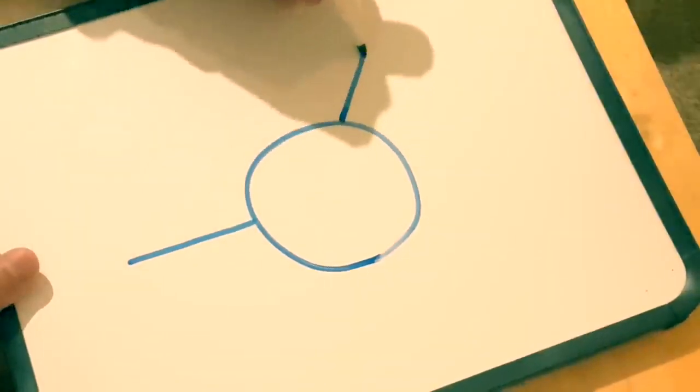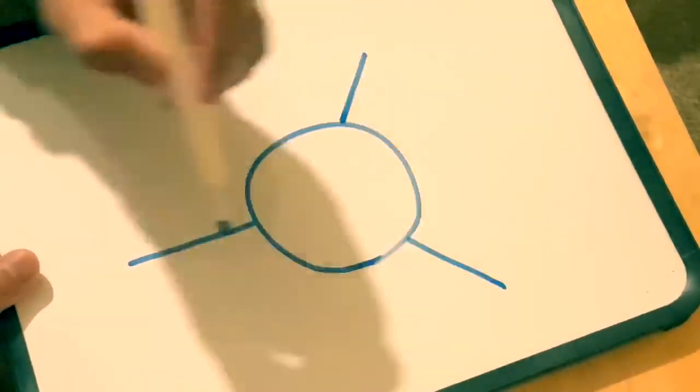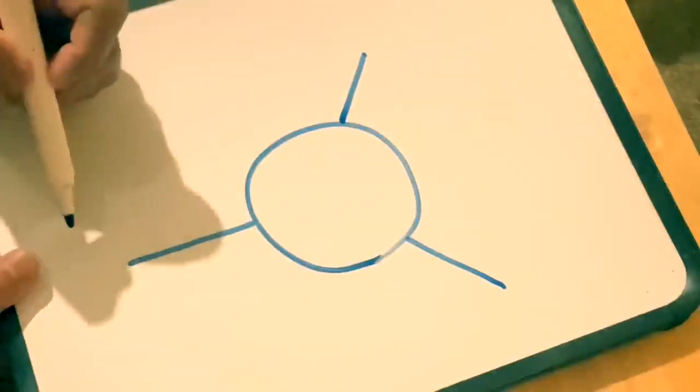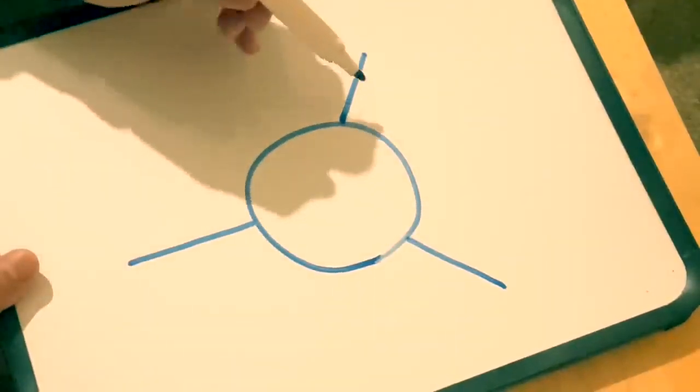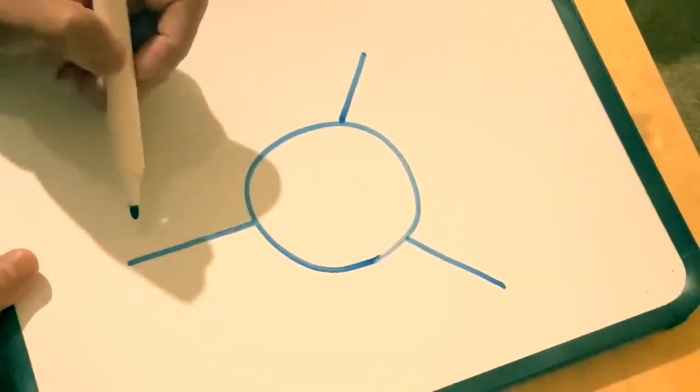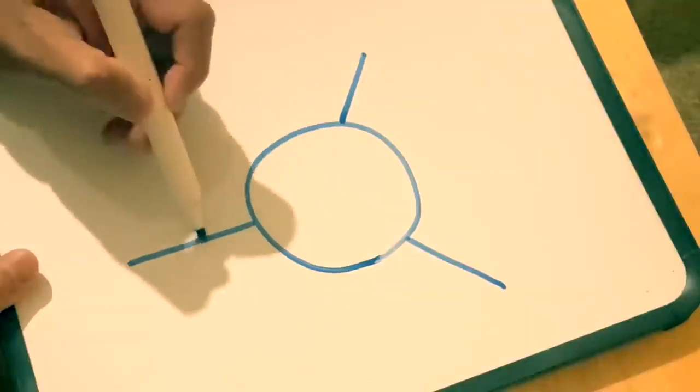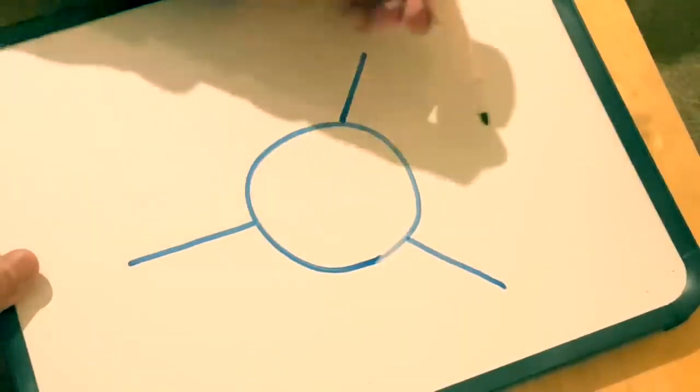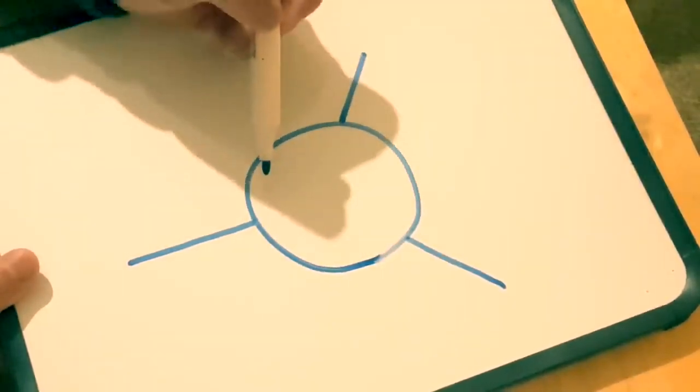You have one here and one there. So what's this and what's this? This would be left and this would be right. Why? Because in this roundabout you only have 3 exits and there is no exit at 12 o'clock.